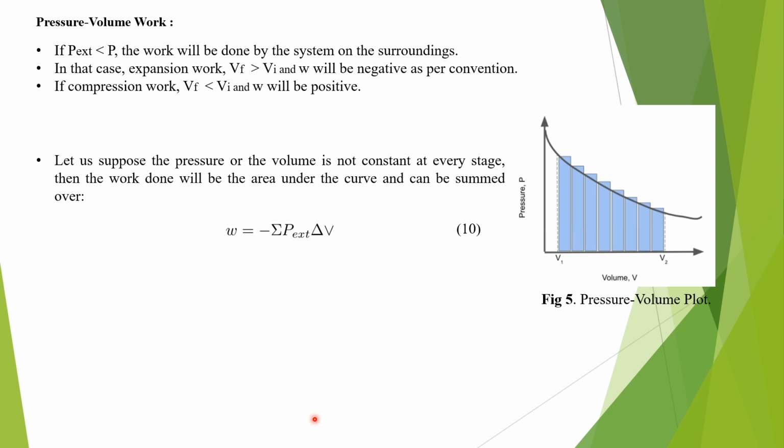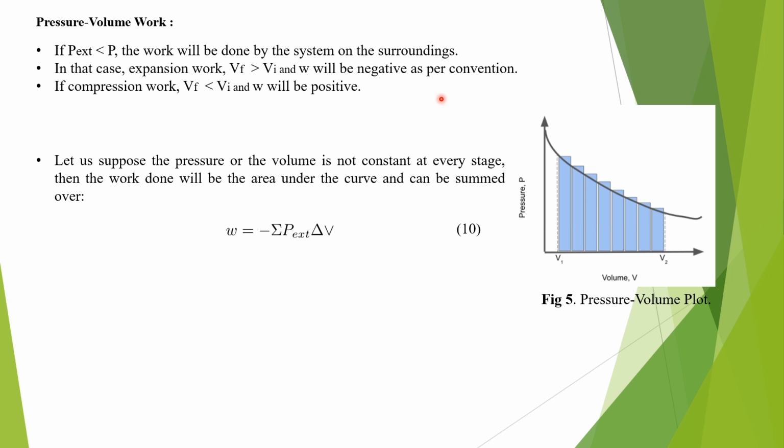Now if we consider P external is less than P, work will be done by the system on the surroundings. So in that case, Vf is greater than Vi, so W will be negative as per the convention. So when work is done by the system, the convention is that W will be negative, and when work is done on the system, the work done W is positive.